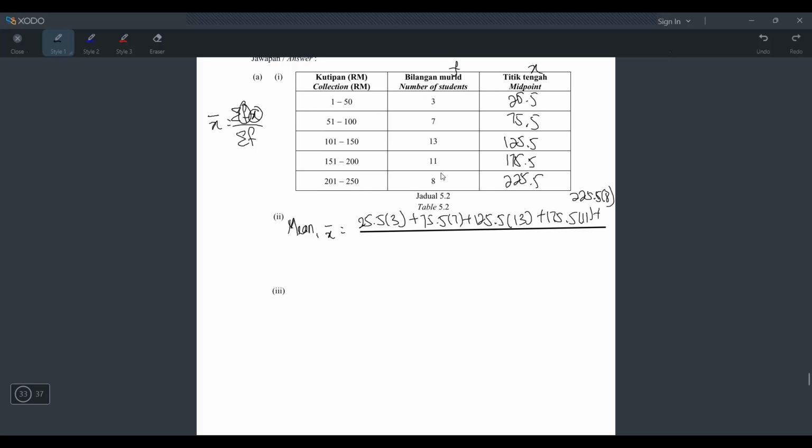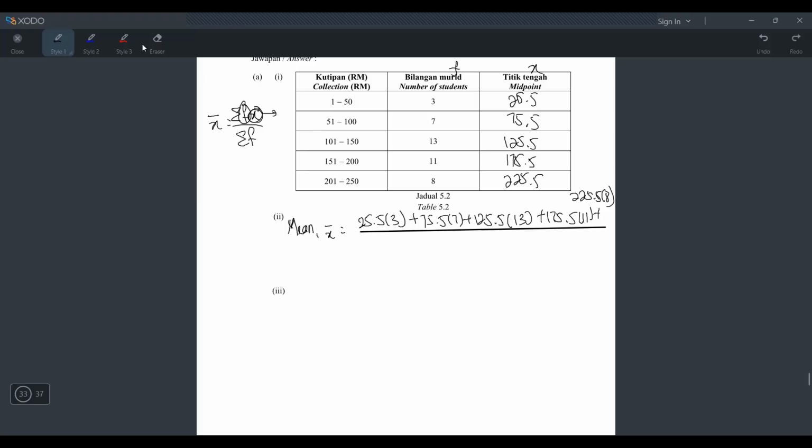So I want to say once more, this x and f, the x here represents the data. In this case, it will be the collection. But if it's grouped data, you have to take the midpoint. But if it's ungrouped data, then the x will just be the value, whatever value is here.